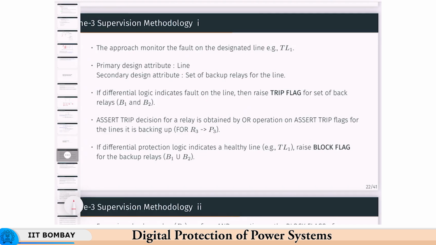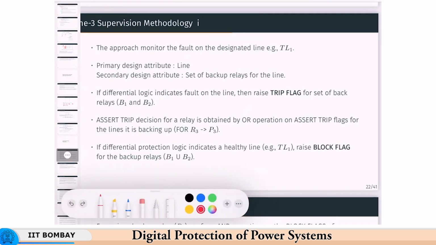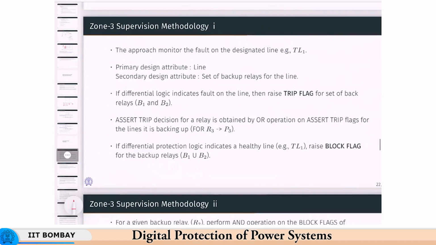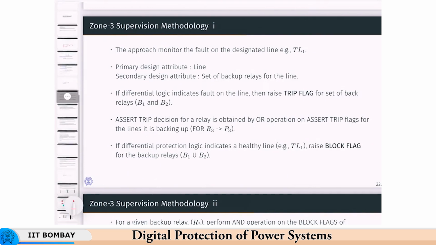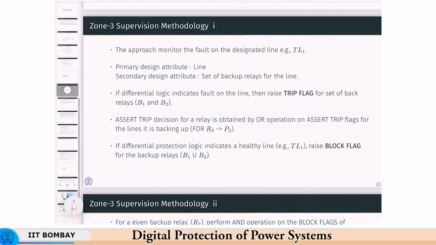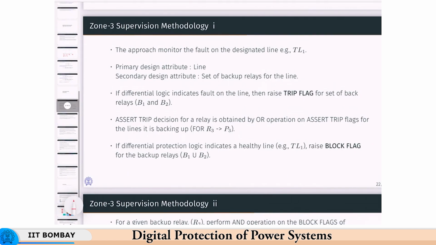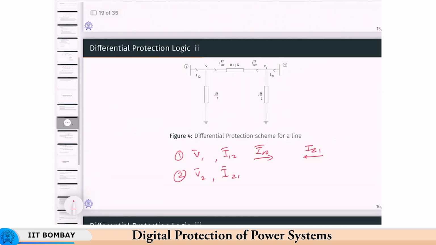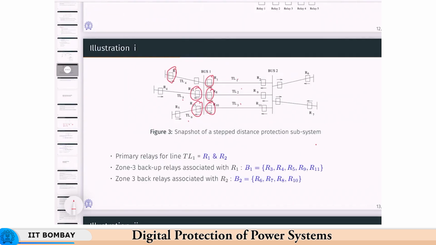Okay, so finally we will conclude with the methodology. What is the methodology for implementing this scheme? Okay, so the fault on a designated line, it would be TL1, or a designated relay for that matter. So, TL1 we saw, which was this, no, not this, TL1. Okay. So, this is the TL1.